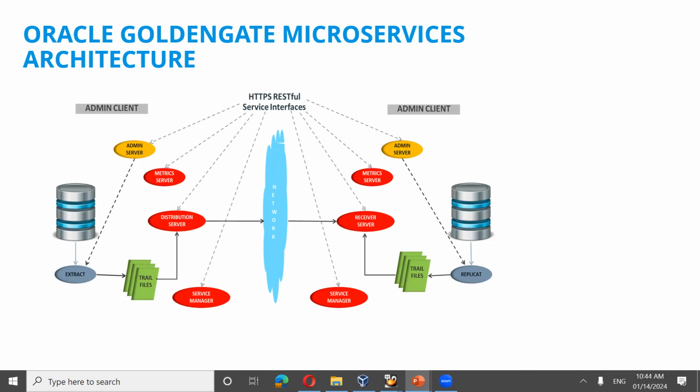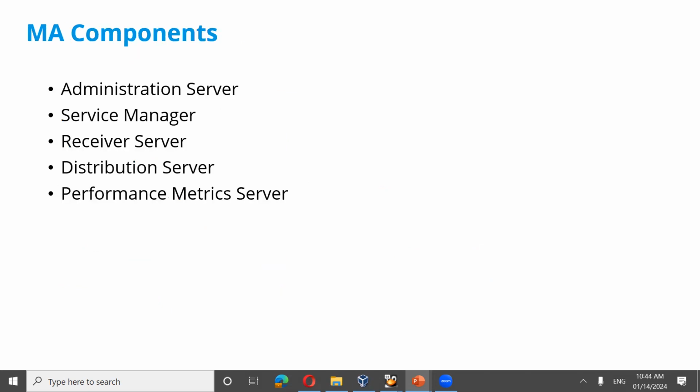So in microservices, different services run for you. These are the components of microservices architecture: administration server, service manager, receiver server, distribution server, and performance metric server. The administration server is responsible for administrating Oracle Goldengate.